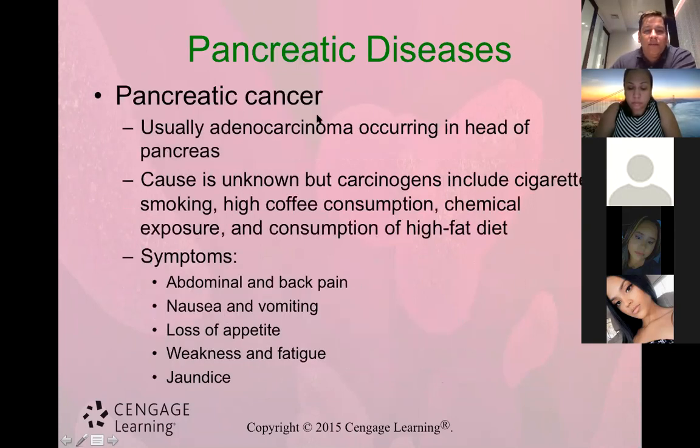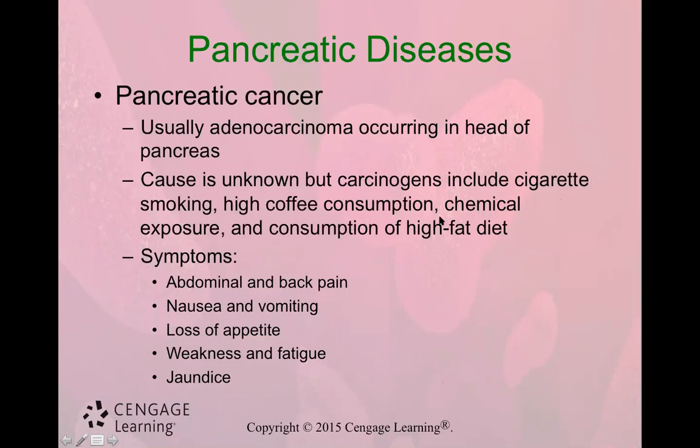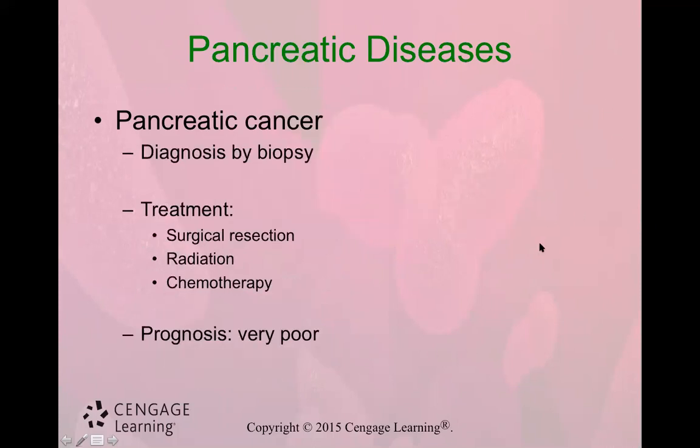Pancreatic cancer, usually adenocarcinoma occurring in the head of the pancreas. The cause is unknown, but carcinogens include cigarette smoking, high coffee consumption, chemical exposure, and consumption of a high-fat diet. Symptoms are abdominal and back pain, nausea and vomiting, loss of appetite, weakness and fatigue, and jaundice. The diagnosis is by biopsy. The treatment is surgical resection, radiation, and chemotherapy. The prognosis is very poor.